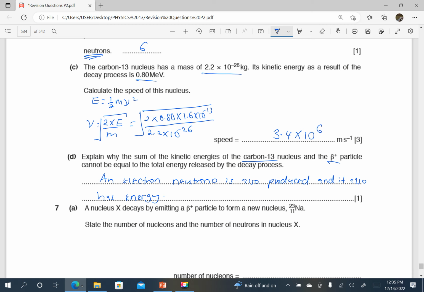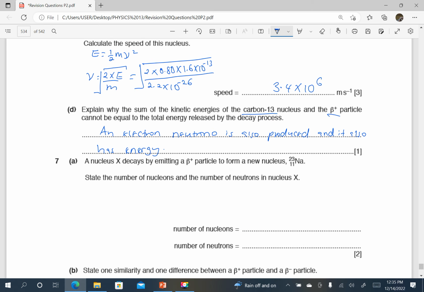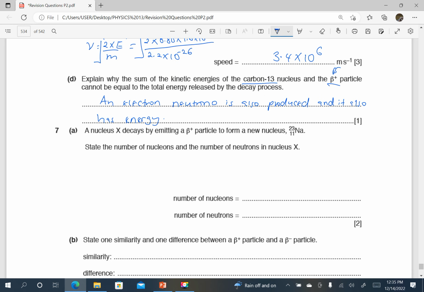So because the beta plus is accompanied by a neutrino, the neutrino will also have energy or kinetic energy. So this is going to make the sum of kinetic energies of carbon and beta plus not equal to what is released in the decay process, because even the neutrino will have kinetic energy. Okay, remember if it is a beta minus, it will be the antineutrino accompanying it. It will also have energy.